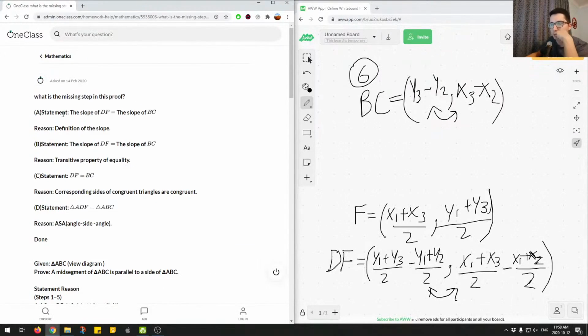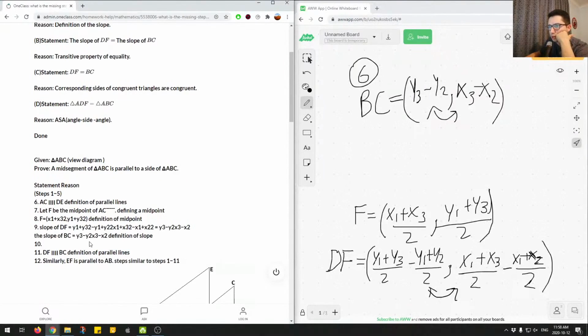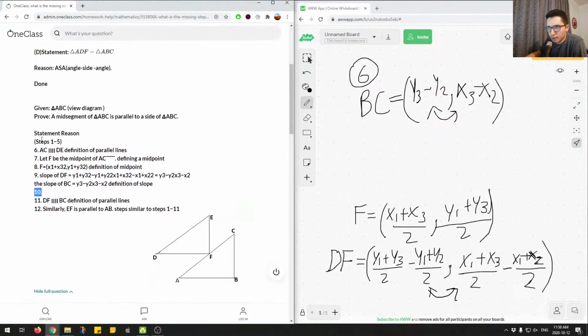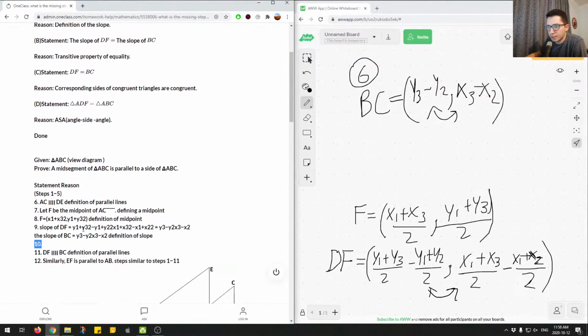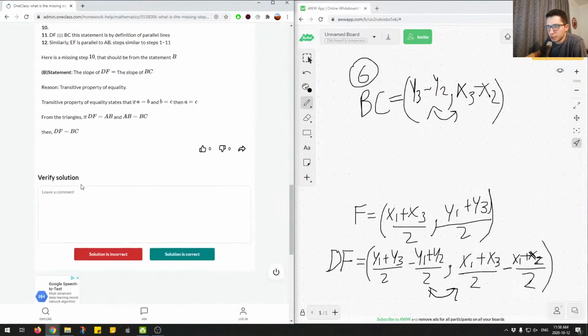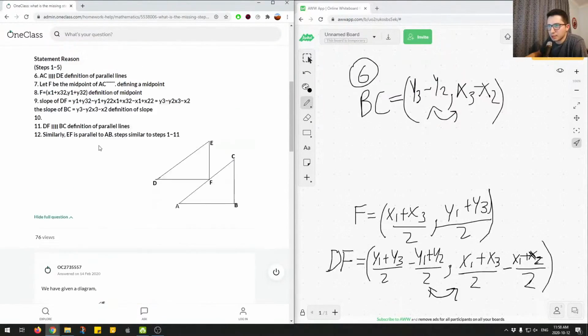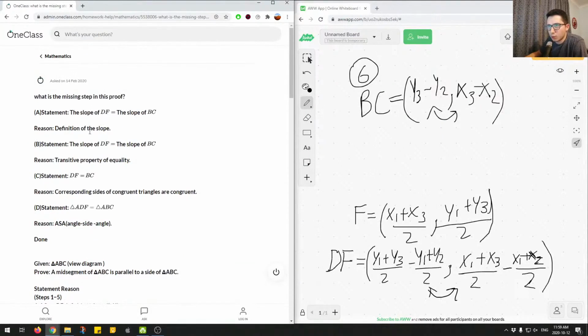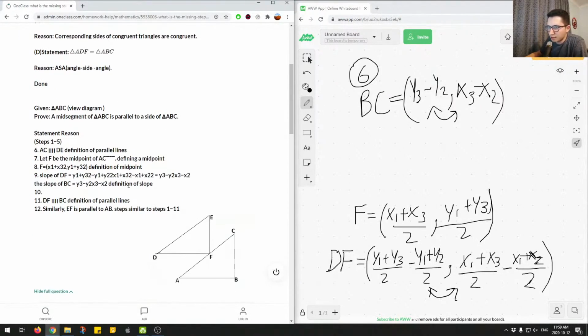So let's look at these options. Statement: the slope of DF equals the slope of BC. Here they've simplified out DF, and they end up with y3 minus y2 and x3 minus x2, which is the same as BC. So that's the step telling us DF is parallel to BC. Interestingly, step 11 is not true according to this diagram. I'm not sure why this proof seems a little off. I see why the junior tutor selected B. The slope of DF is the slope of BC makes sense for this step, but step 11 doesn't make sense according to this diagram because these two lines are not parallel. So I guess step 9 is incorrect, but technically the question isn't asking to verify the previous steps, only what step 10 is.